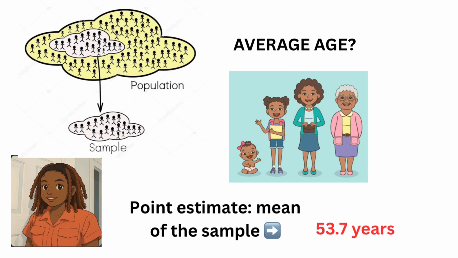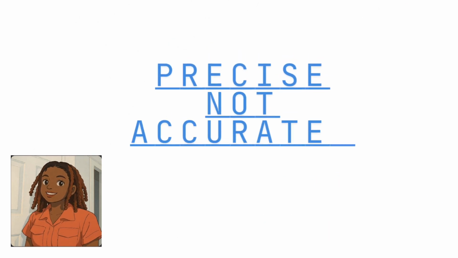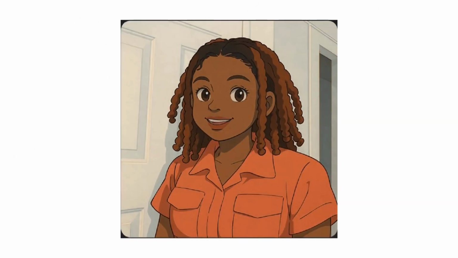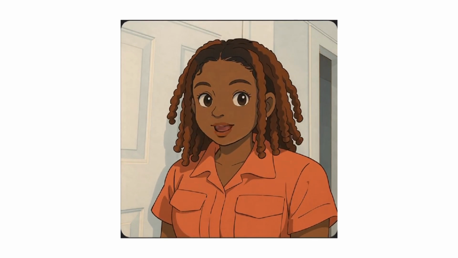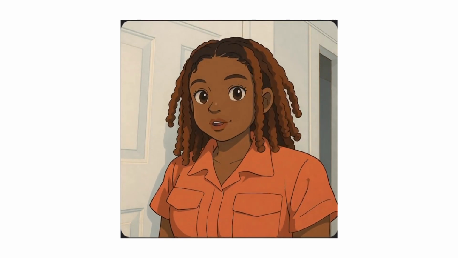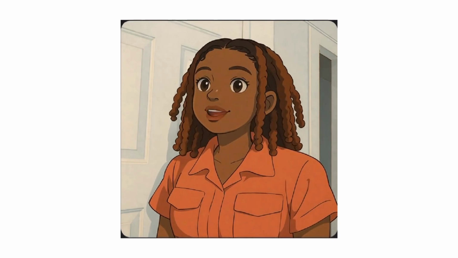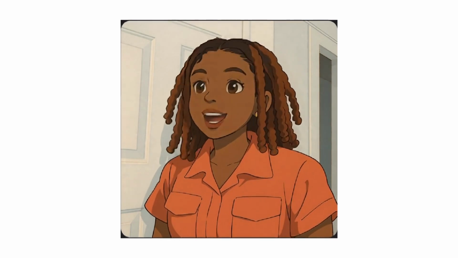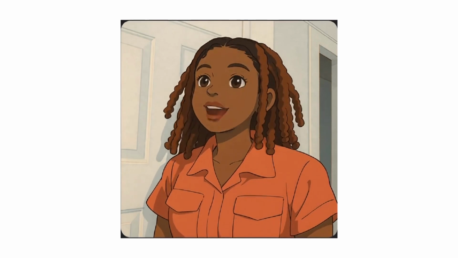But one number doesn't give us the full picture. It's precise, yes, but not necessarily accurate. So, we use a range instead. That's where confidence intervals come in. A confidence interval creates a range of values where we believe the true population value likely falls. And how wide or narrow that range is depends on the margin of error.